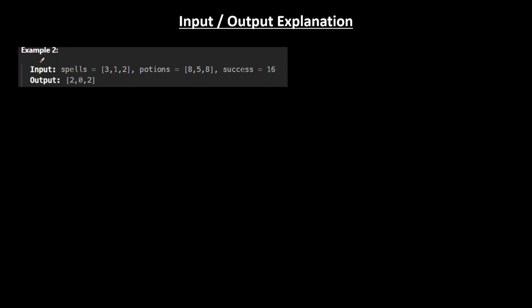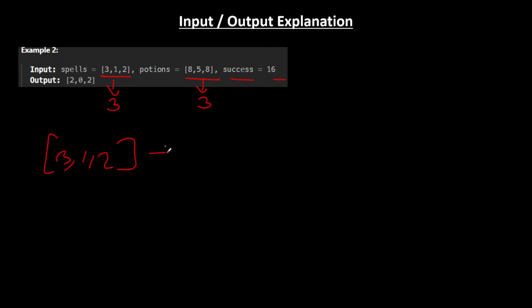Now let's understand the input-output explanation. Here you can see we have been given a spells list of size 3. Potions' length is also 3. They can vary, it is not important that both of their lengths would be the same. And the success value is 16. So from this spells list 3, 1, 2, and this is the potions list.